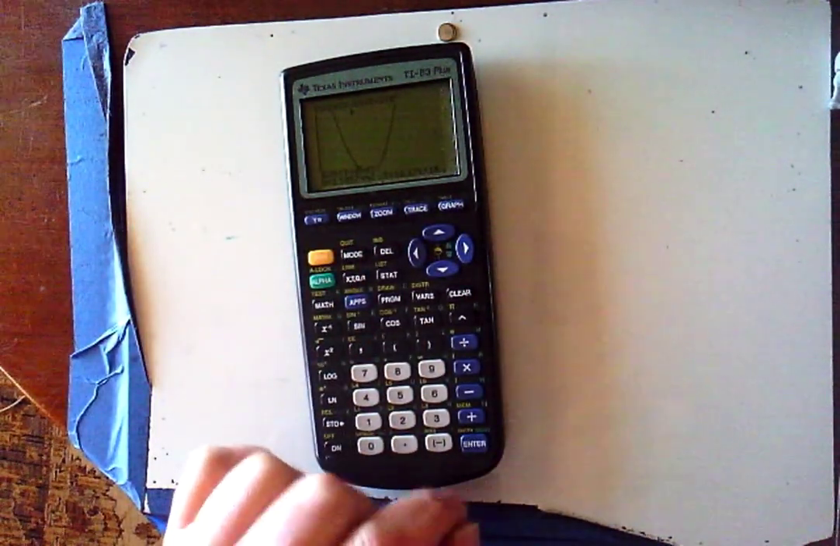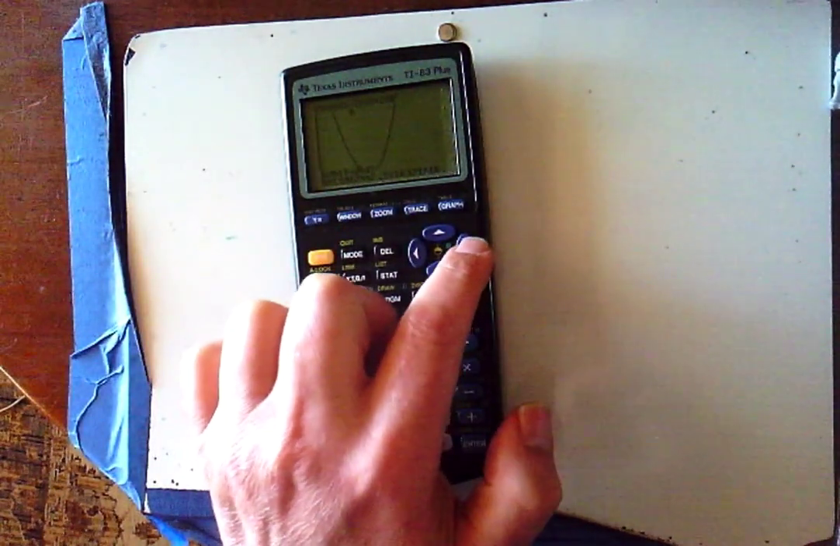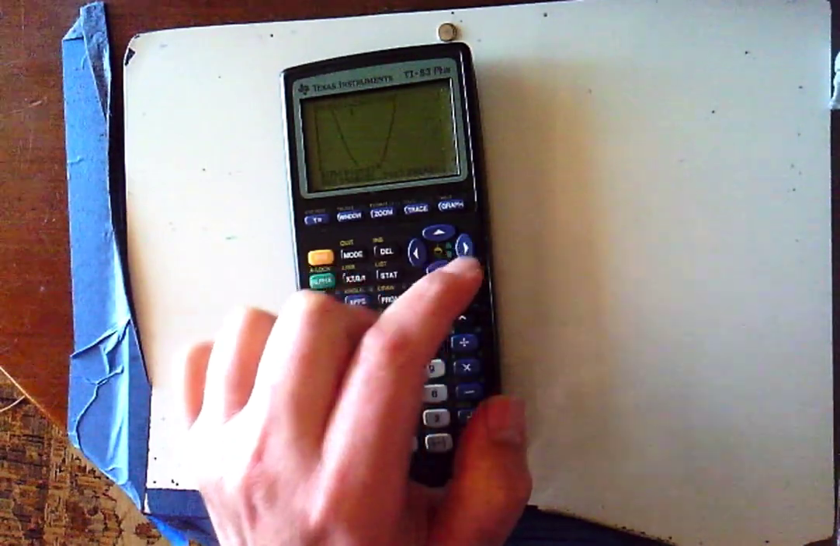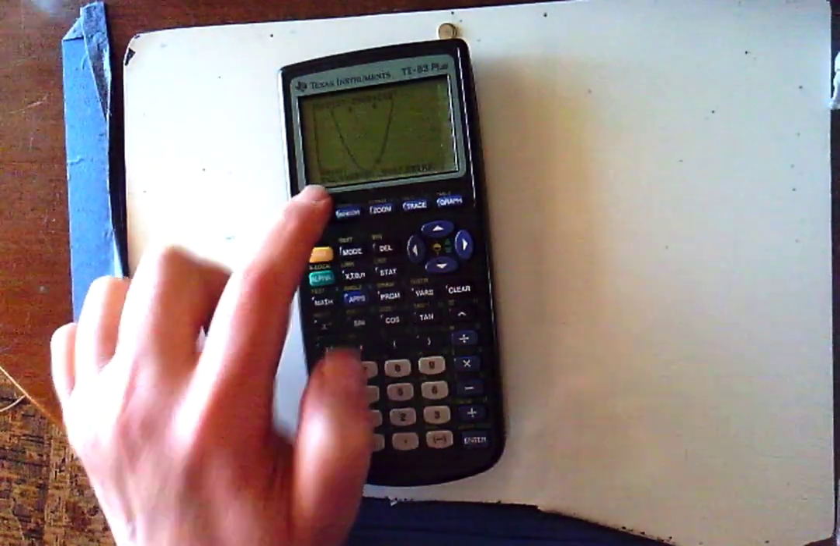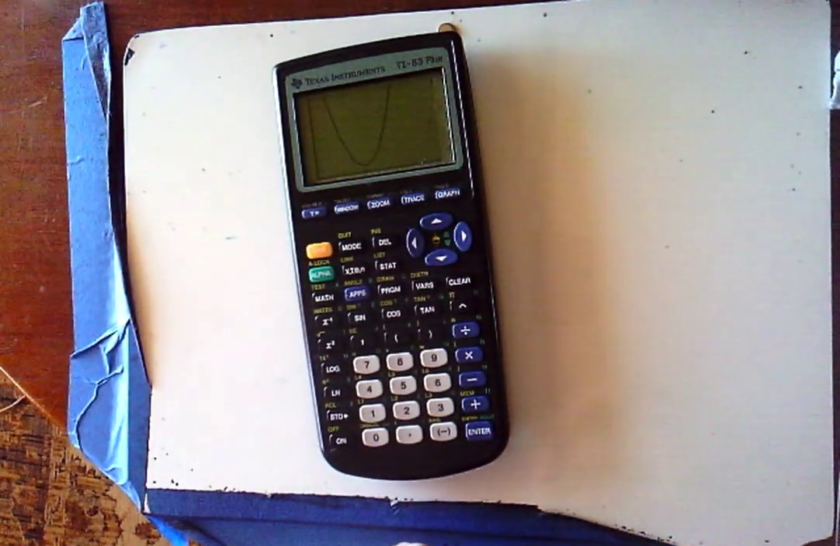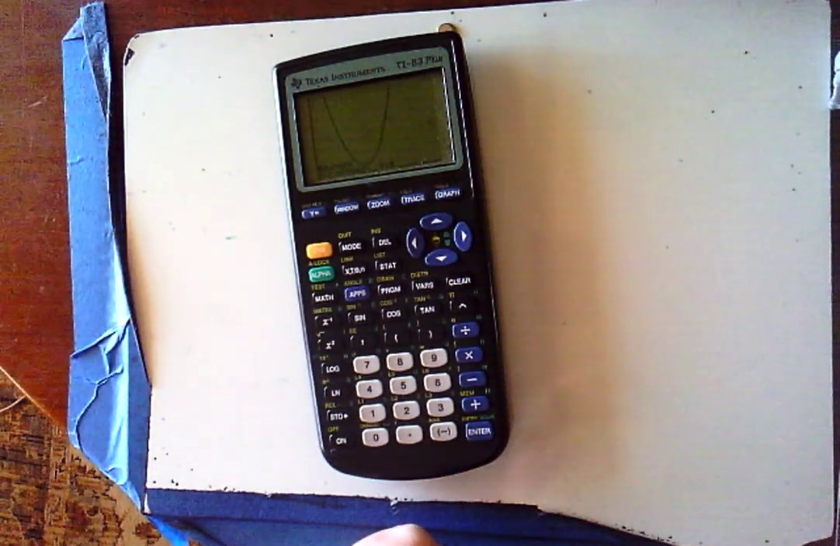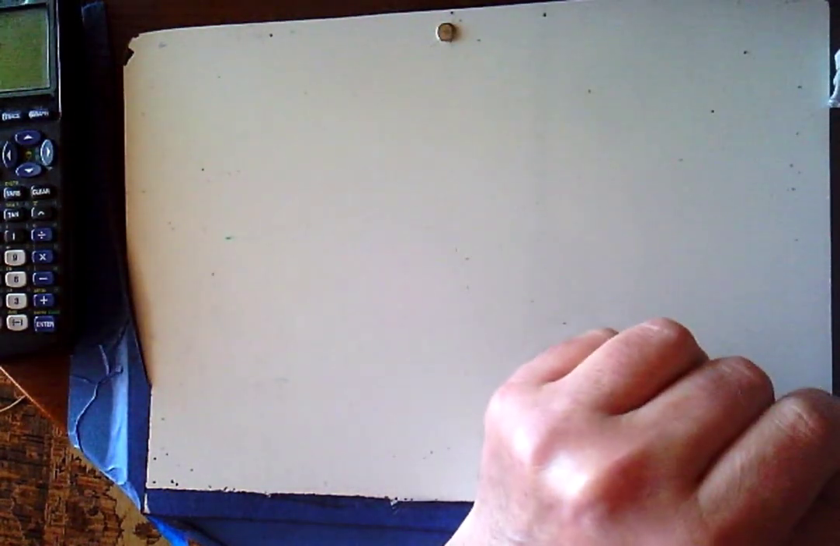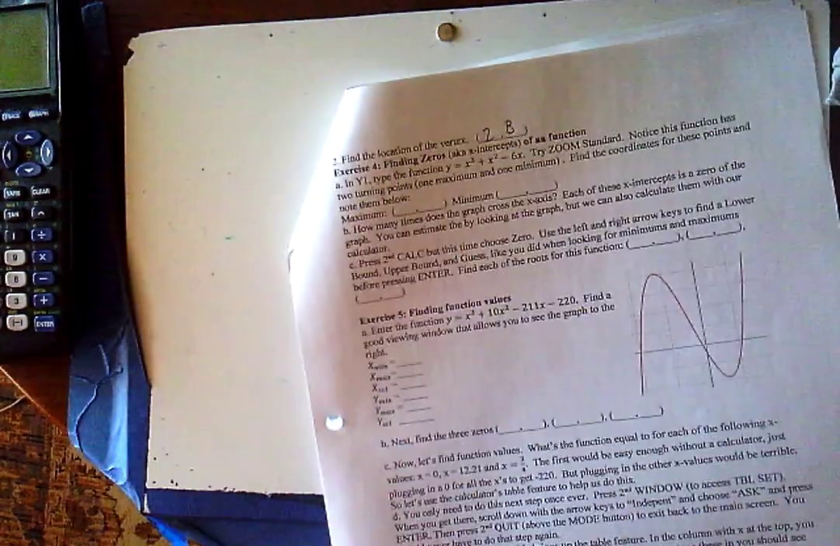Hit enter. Now it's asking for the right bound, so I move to the right of the minimum and hit enter. Would you like to guess? No, so I hit enter again. And so I have my minimum located at 2, 8. 2, 8. All right, exercise 4, finding the zeros, aka x-intercepts of a function.